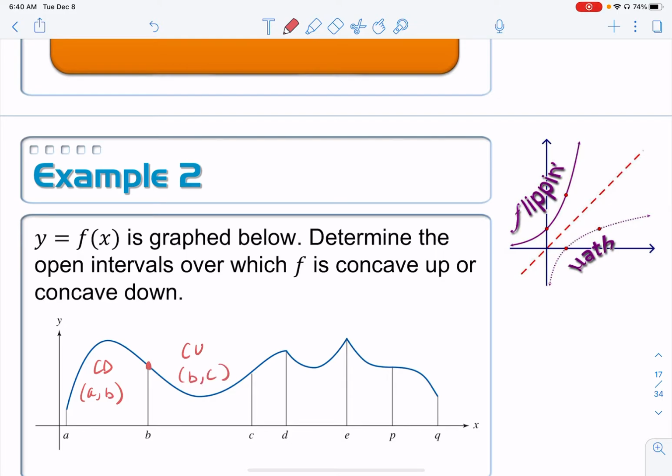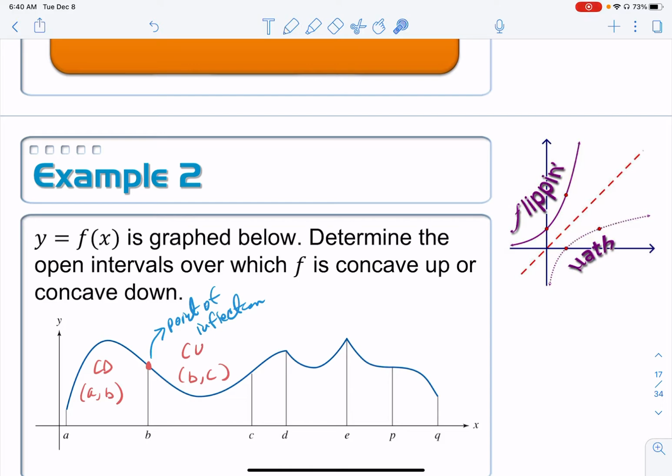This point right here, it has no concavity. It changes concavity from concave downwards to concave upwards, and we call that something special. We call this thing a point of inflection. And it's just where your graph changes concavity from upwards to downwards or downwards to upwards.